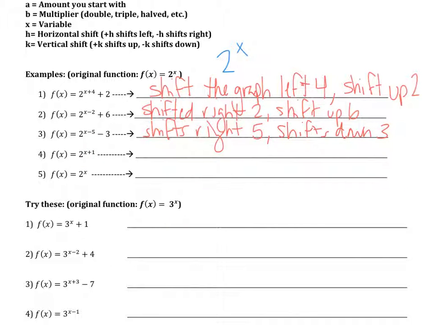Now sometimes it's not shifted in both directions. So you can look at this one. This one only has an H. It does not have a K. It just has an H. So this is only going to be shifted in one direction. Since it's a positive H, it's going to shift to the left. So shifted left 1. And that's it. There's no K, so it's not going to be shifted vertically. And then number 5, I give you the original equation. There is no H and no K. Therefore, there is no shift.